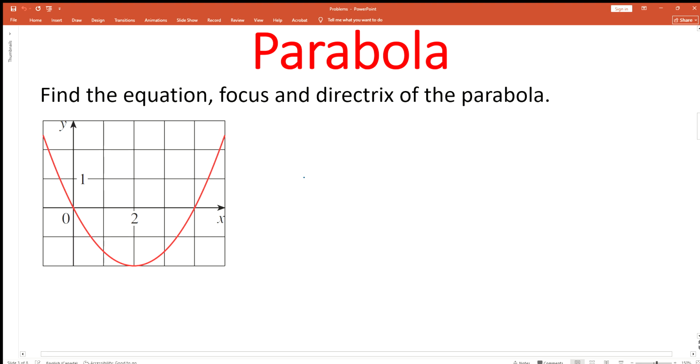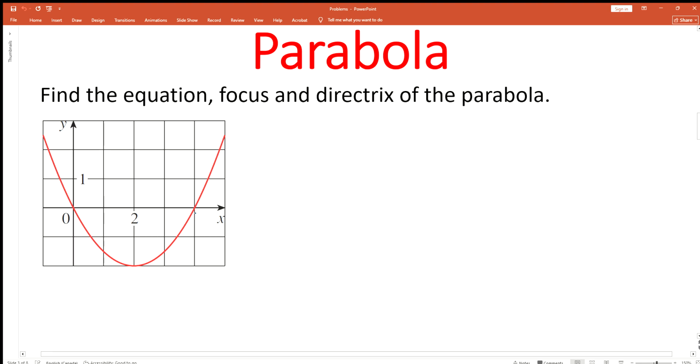In this video, we'll solve a parabola problem. As per the problem, find the equation, focus and directrix of the parabola. We are given the graph of the parabola. We have to use this graph to find the equation, focus and its directrix. Let's start by analyzing the given graph.